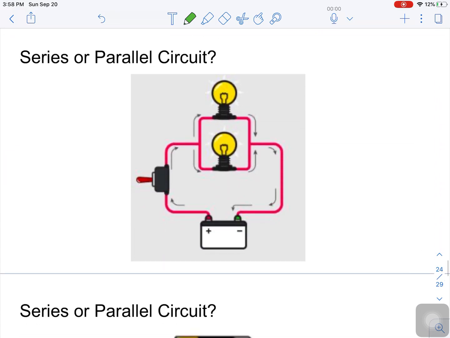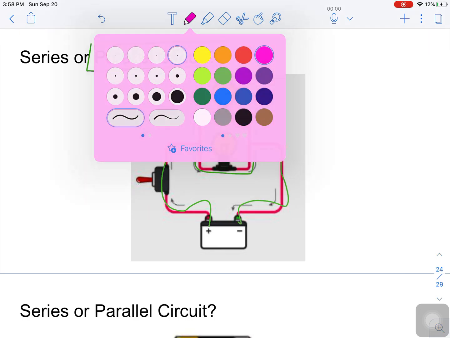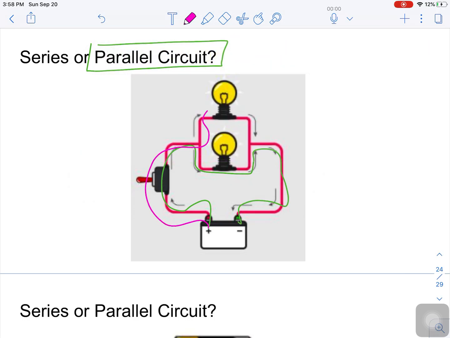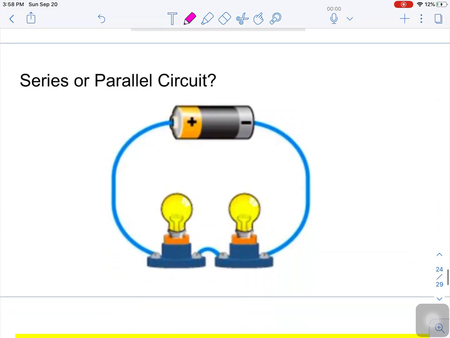All right, let's look at this picture. Series or parallel? Very good. I hope you said parallel. There are multiple pathways, so the electricity can move that way to get to the bulb. The electricity can move this way. This is definitely a parallel circuit. There are multiple pathways.